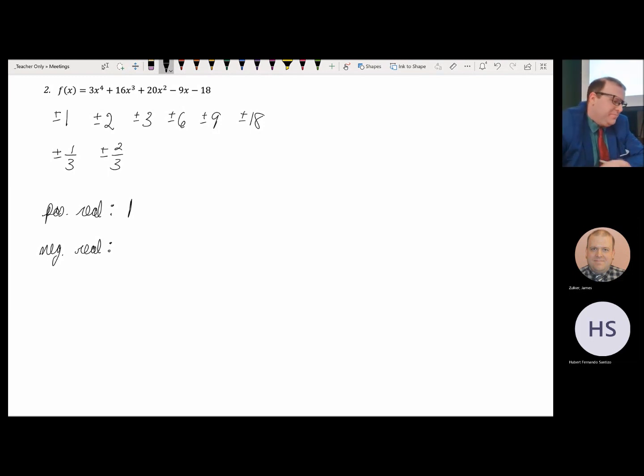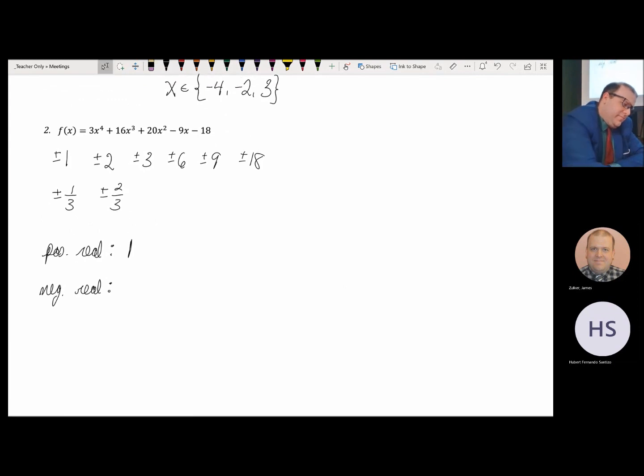Negative reals. So we want f of negative x. Remember, even powers of x aren't going to change sign, because -1 to an even power is +1. But the odd powers will change sign for f of negative x. So I'm just going to write: 16x cubed switches to minus, 9x switches to plus. Everything else is going to be the same.